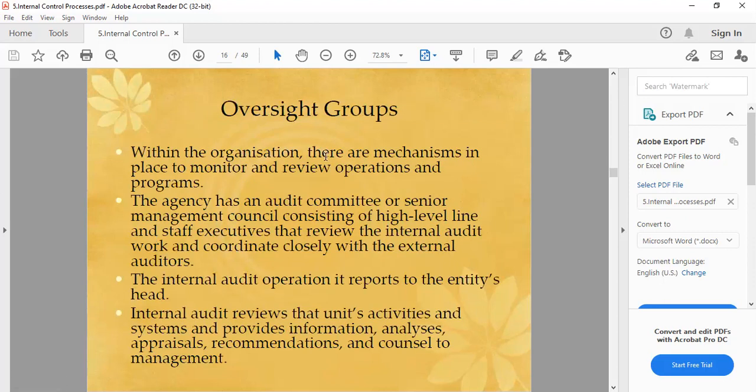Oversight groups will be those who will be monitoring and reviewing after the actual operations and programs. So there would be the audit committee, or we also have our own set up internal audit staff and department, for example, who will be doing operational audit. So we have here consisting of high level line and staff executives that review the internal audit work and coordinate closely with the external auditors. So internal audit operation reports to the entity's head, then reviews the activities of the units, systems, provides information, analysis, appraisals, recommendations, and counsel to management. Bottom line, reviewing what has happened in the organization in terms of operations and programs.